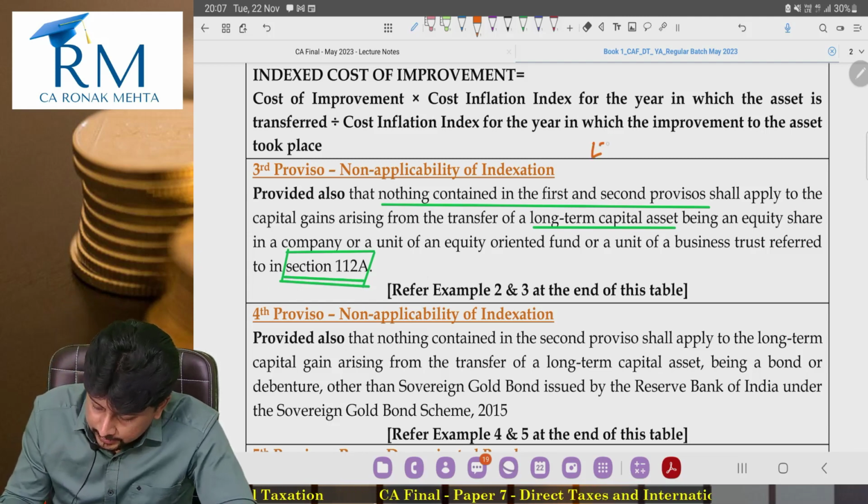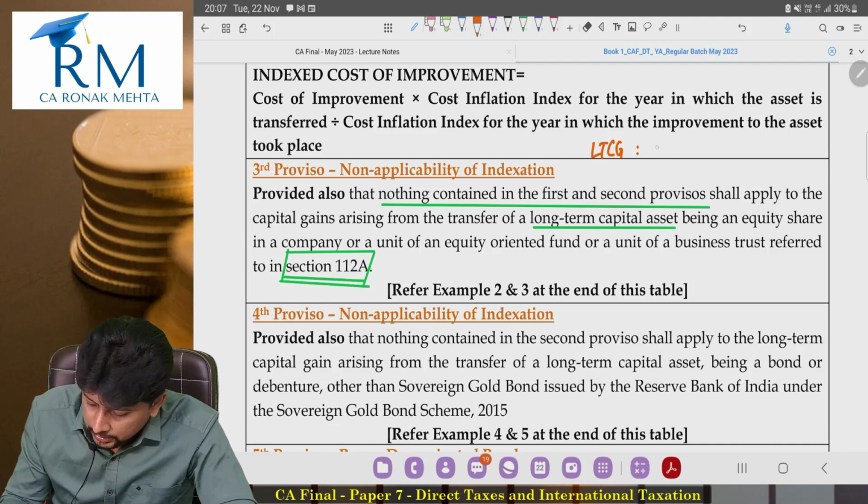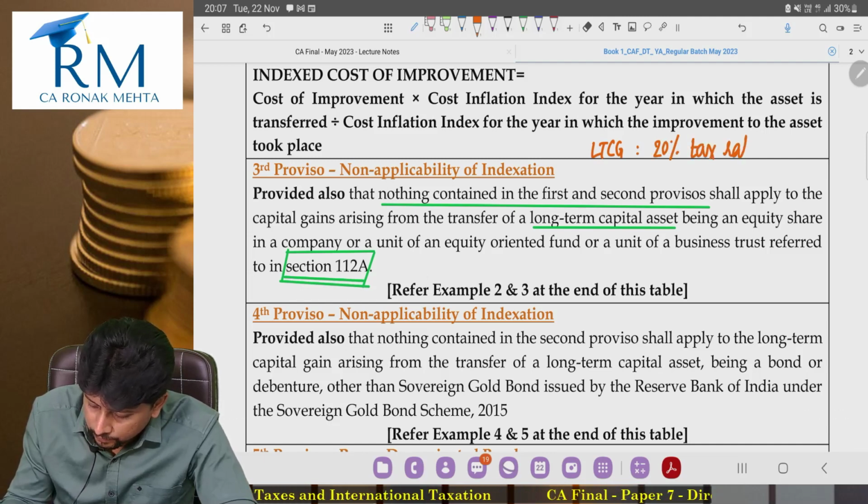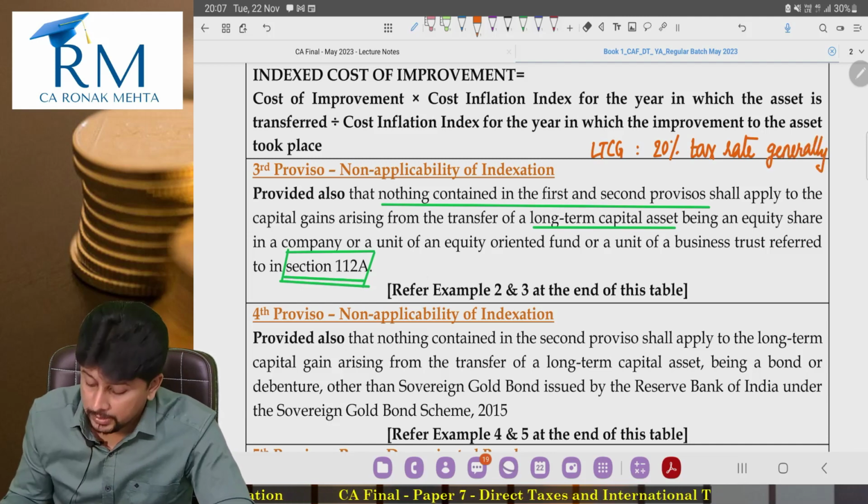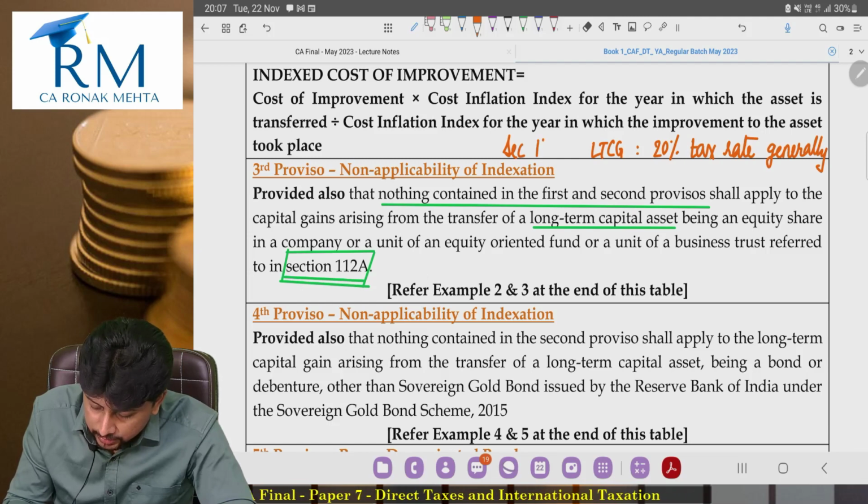Long-term capital gain is taxed at the rate of 20%, generally speaking. This is section number 112.